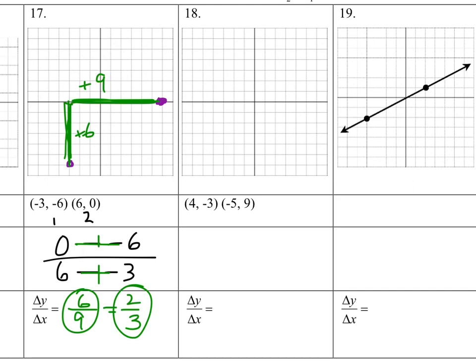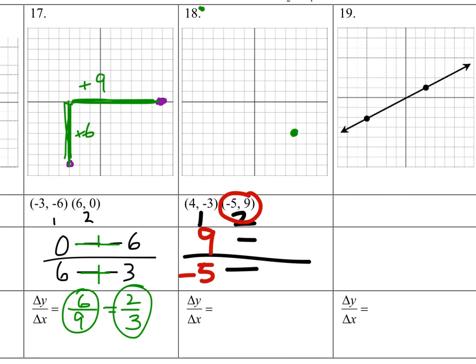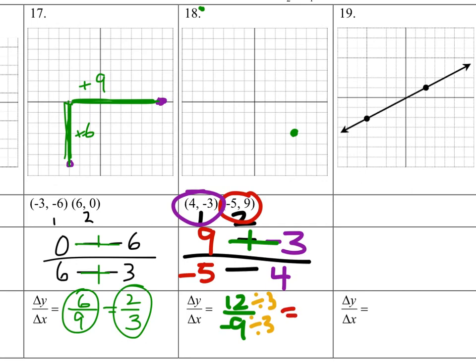Alright, what about number 18? 4, -3, and -5, 9. Oh, it's not going to show it on the graph. I mean, it'd be up here, but it's off the graph. So let's use the equation instead. I'm going to say this is point 1, this is point 2. We got subtraction. And for the y2, I've got 9. For the x2, I got -5, because I'm using this point. And then we got my number 1 values. My y value is -3, and the x value is 4. Again, I'm using this point. So to calculate these, I'm going to change that to plus 9 plus 3. Bam, I get 12 over -5 minus 4, which is -9. Both of these are divisible by 3. So this would simplify to 4 over -3.